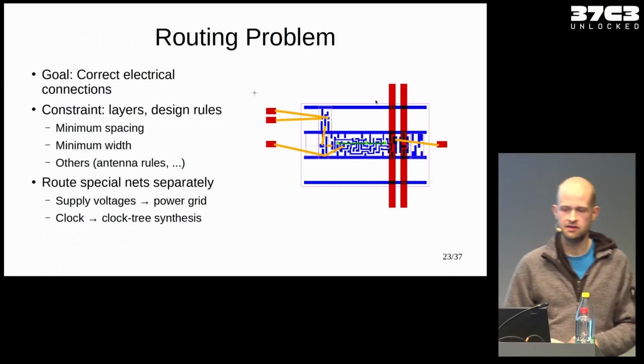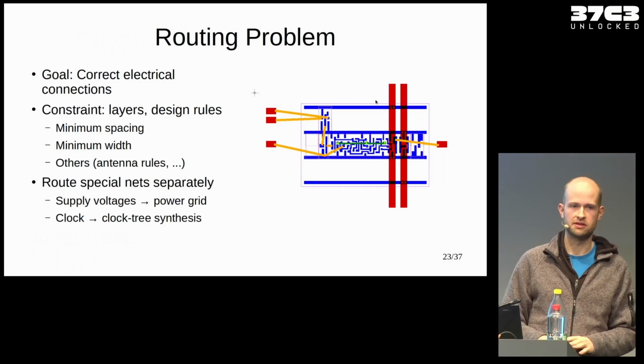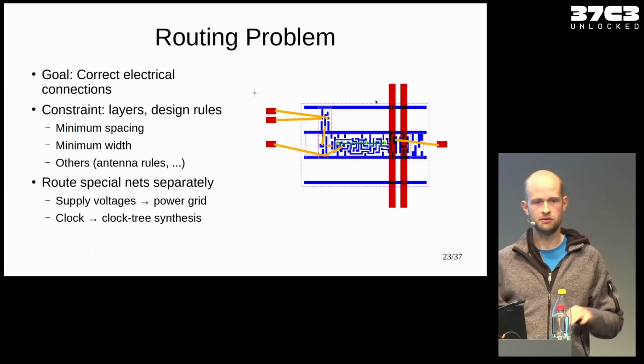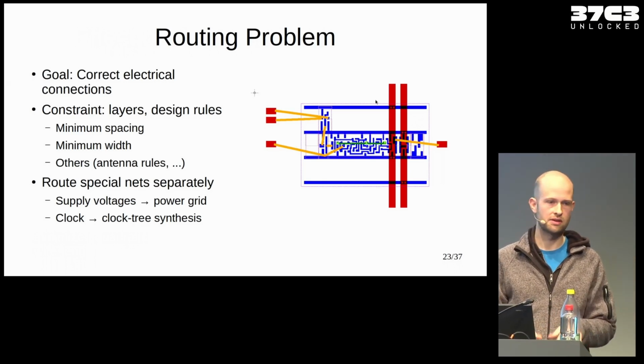Often it's good to route special nets separately. So there are certain nets that go to many cells, for instance, ground and the supply network. They basically go to all the cells. That's why we need to make a regular grid. Then another net which goes to many cells is the clock net, which goes to all the flip-flops. It's also good to do this in a separate step, and that's called clock tree synthesis. I'll also not talk about this.